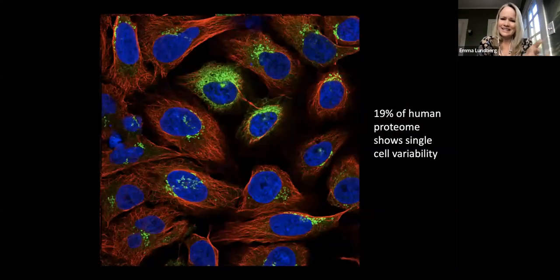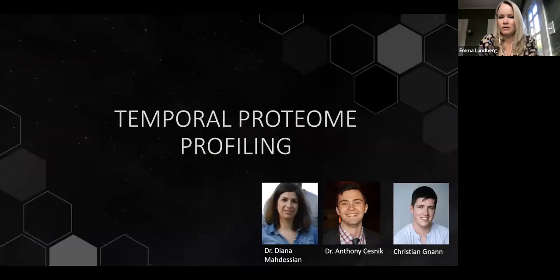And given this last image, we were thinking that these cells are non-synchronized. So maybe most of the variations that we see actually relate to the cell cycle. So let's start out by figuring out which of these proteins correlate to cell cycle progression. And this is work led by Diana and Anthony in my lab.